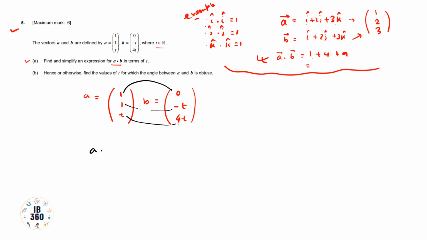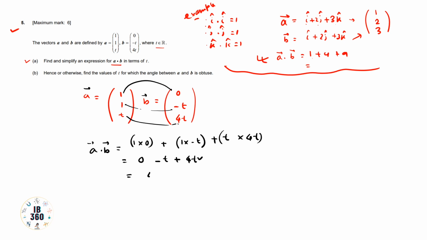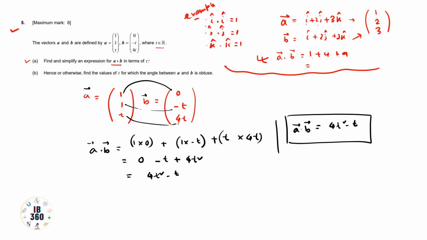So now A dot B becomes a vector. This is a vector sign. A dot B becomes 1 into 0 plus 1 into minus t plus t into 4t. So we are getting the answer to be 0 minus t plus 4t square. If we arrange the answer in a perfect order, then we get 4t square minus t. So ultimately a vector dot b vector is equal to nothing but 4t square minus t. So this is the answer. In terms of t, we have calculated the answer.